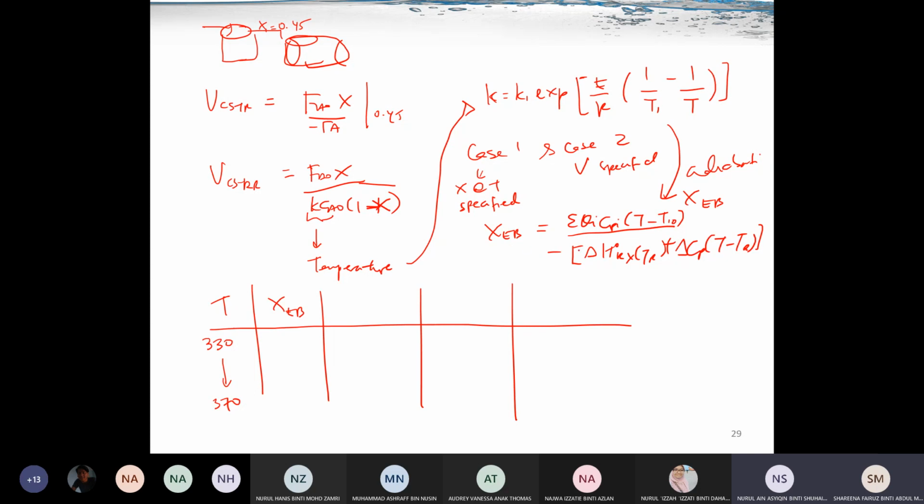So you have to get the XEB here. Do it one by one. For example, we have the sum of theta i CPi. So expand the equation. We have FA naught over FA naught, times CPA, plus FI, this is for inert, over FA naught.